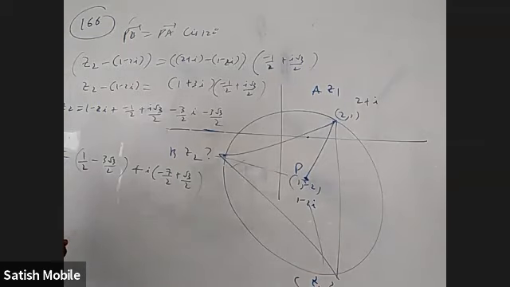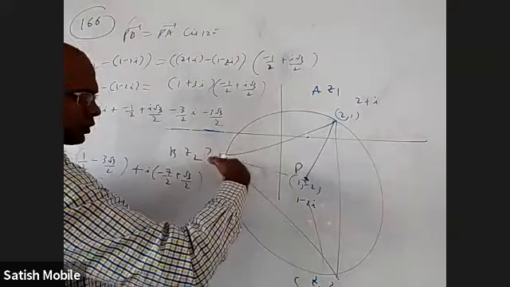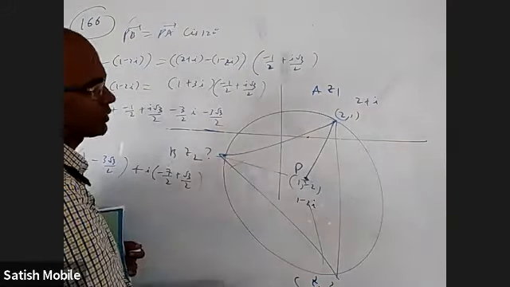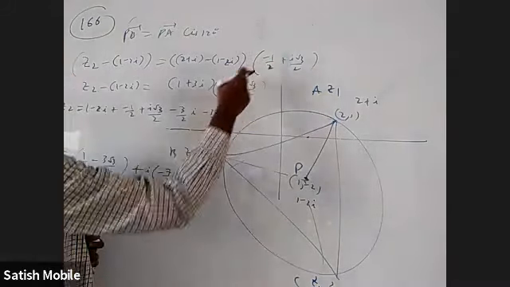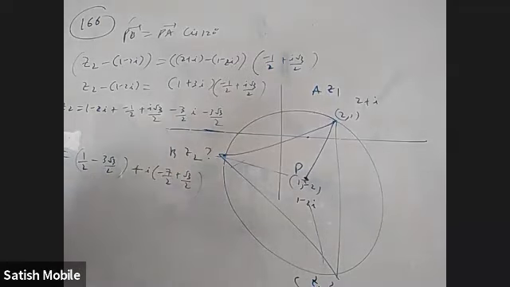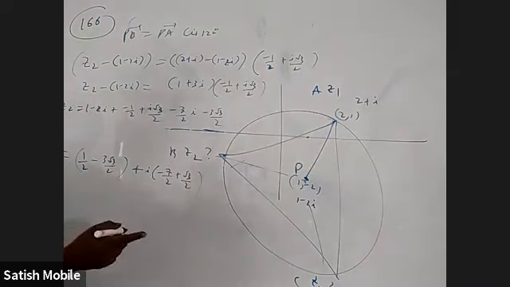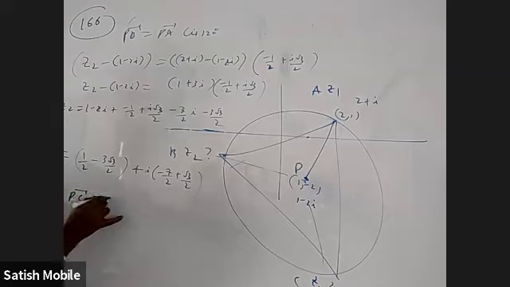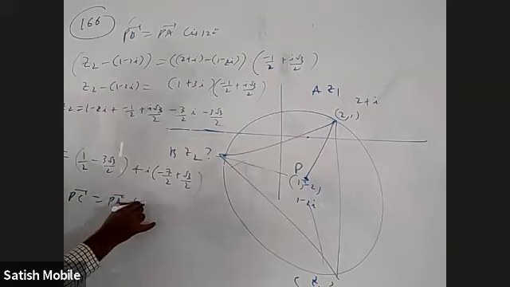Root 3 minus 7 by 2, option A or something. Okay, that is Z2. If you want Z3, instead of turning 120 anti-clockwise, you can turn clockwise. So you'll get one more minus, accordingly you can write the answer yourself. Okay. So PC bar is PA bar into cis minus 120.